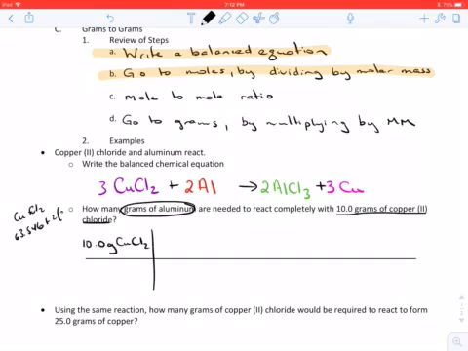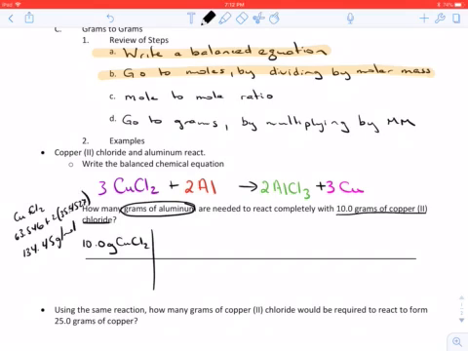Chlorine is 35.4527. So we're going to take 2 times 35.4527 plus 63.546. This should give us 134.45, and that's grams per mole.